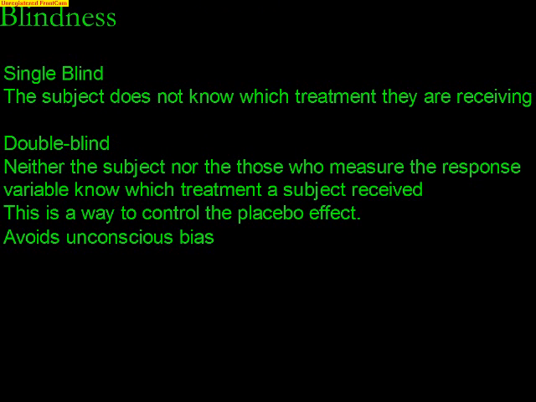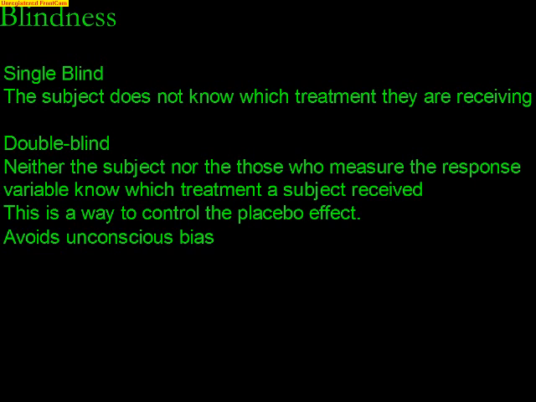Blindedness. A single blind experiment, the subject does not know what treatment they're receiving. And then a double blind is where the subject and the researcher, neither one of them knows who gets the placebo, who gets the real treatment. This helps us to avoid any unconscious bias that we may have.